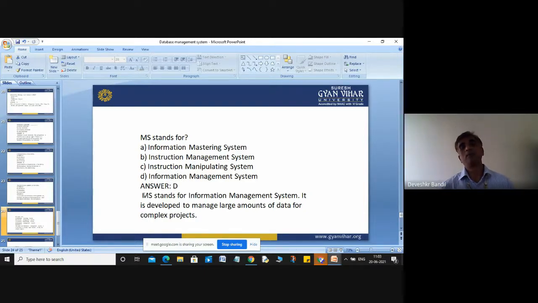Why is your DBMS developed? Why is your MS management system or process management system? Basically, it is developed to manage a large amount of data for complex projects.